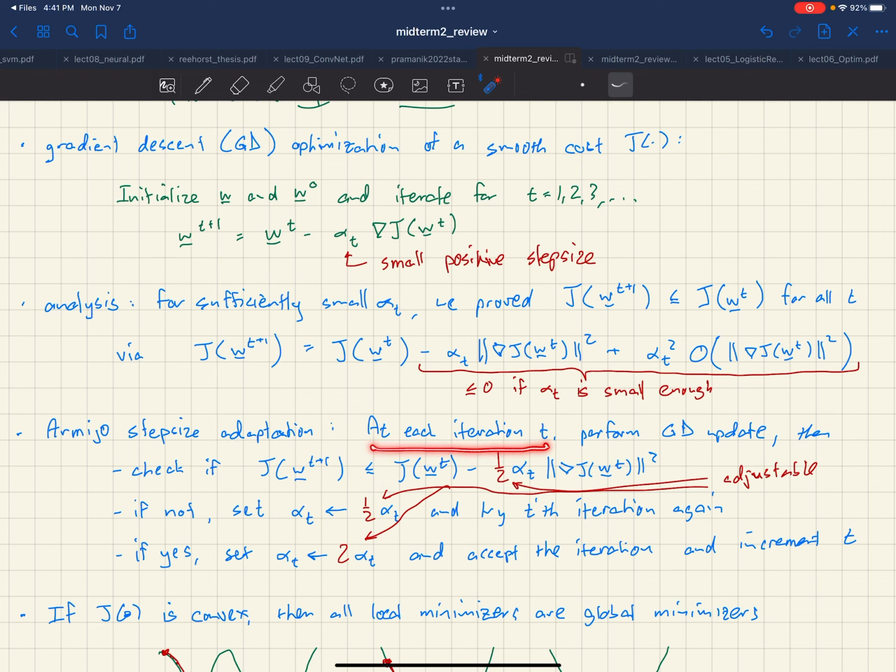At each iteration t, we perform a gradient descent update, and then we check to see if this condition is satisfied for the current w, the current choice of alpha t. If you find that this is satisfied, then you say, I've made enough progress. Great. You accept that iteration, and you move to the next iteration. And in fact, since it worked this time, maybe I could get away with using a larger step size next time. And so if yes, you might double the step size, you might increase it by 1.1, so just increase it somehow, and then try again with the next iteration.